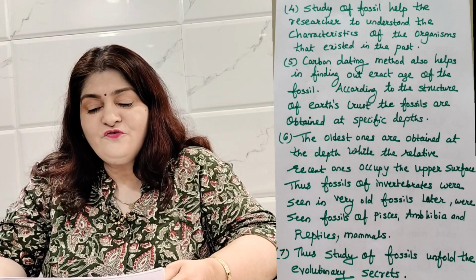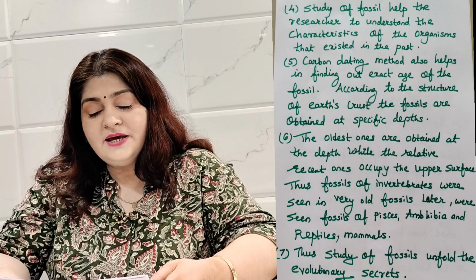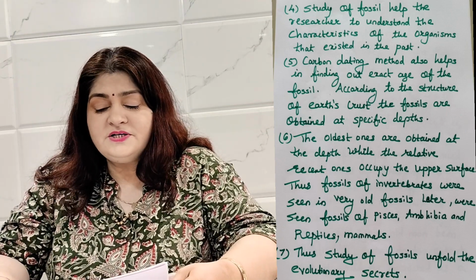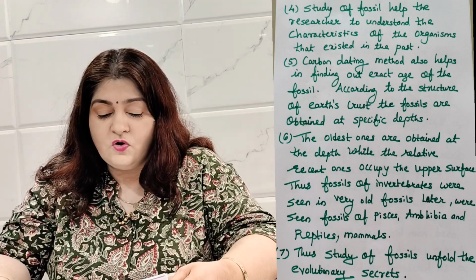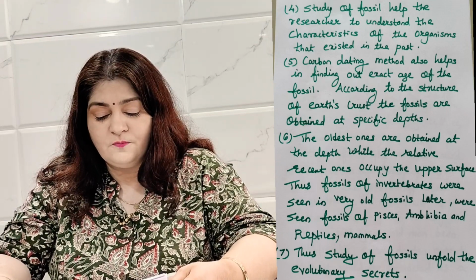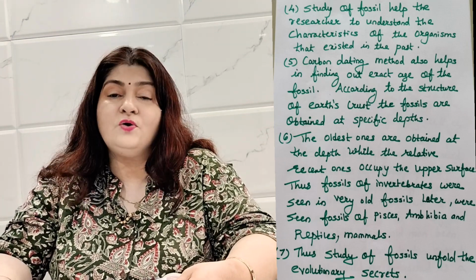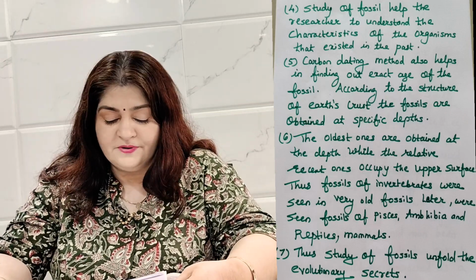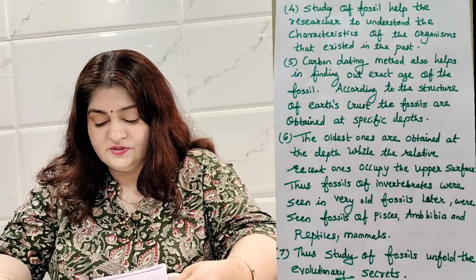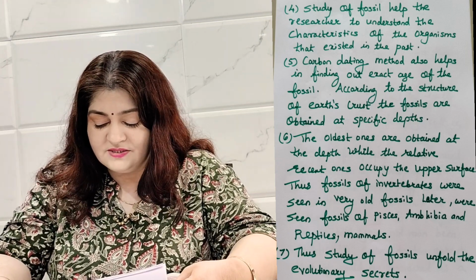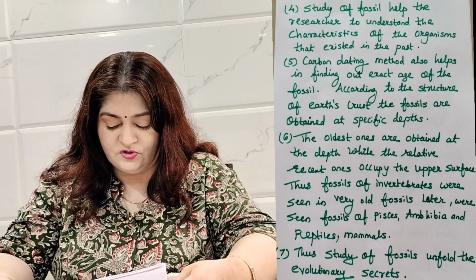Fourth point. Study of fossils helps the researchers to understand the characteristics of organisms that existed in the past. Carbon dating methods also help in finding out the exact age of fossils. According to the structure of earth crust, the fossils are obtained at a specific depth. The oldest ones are obtained at the deepest, while the relatively recent ones occupy the upper surface. Thus, the fossils of invertebrates were seen in very old fossils. Later were seen fossils of Pisces, amphibians, reptiles and mammals. Thus, the study of fossils unfolds the evolutionary secret.